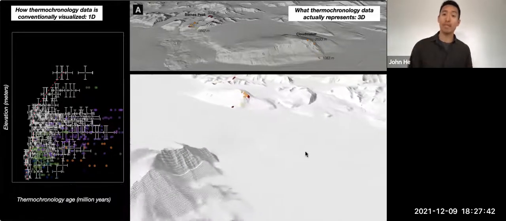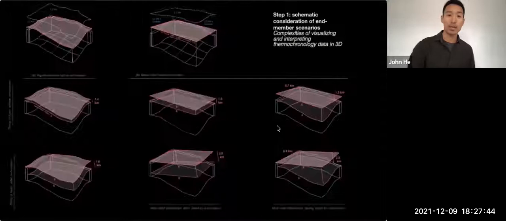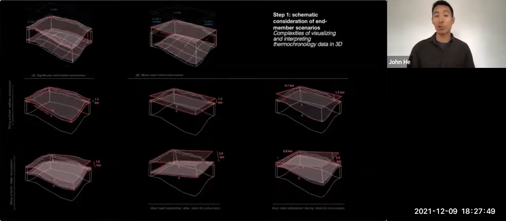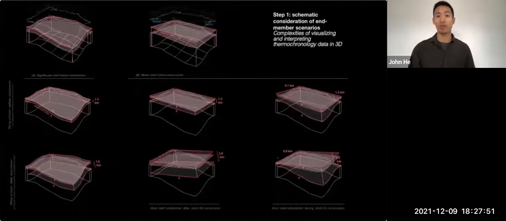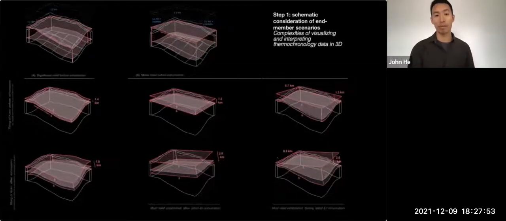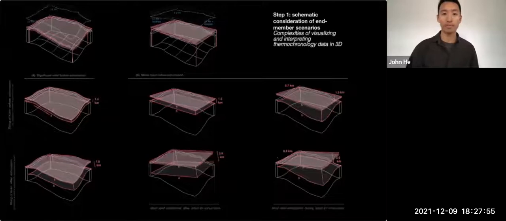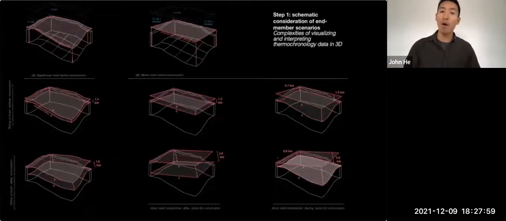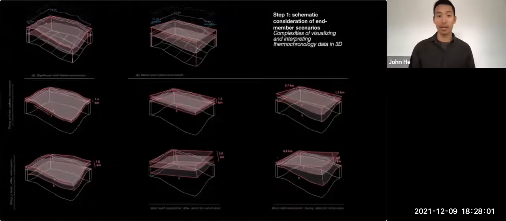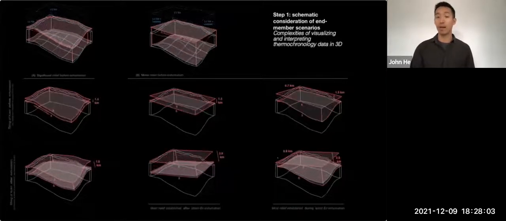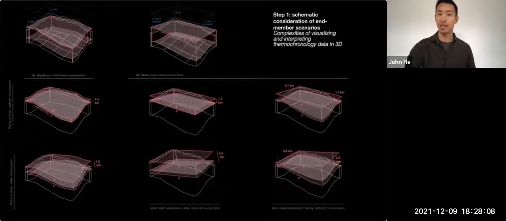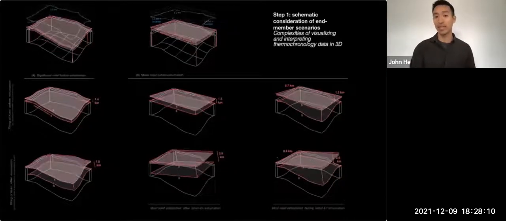This is where data visualization becomes important. And the first step we do is to consider the data set in terms of schematic end-member scenarios to understand the spatial temporal variability in the crustal temperature profile. What's illustrated here are different scenarios for how we can interpret the same data differently, depending on different assumptions about the paleotopography. I'll zoom in on some of these in a second to explain them in a little more detail.